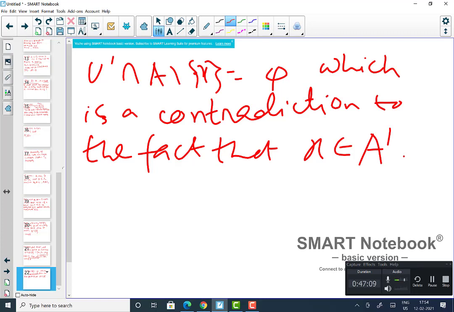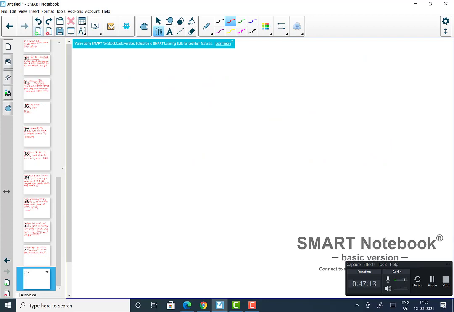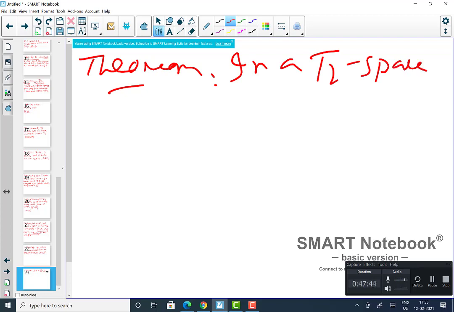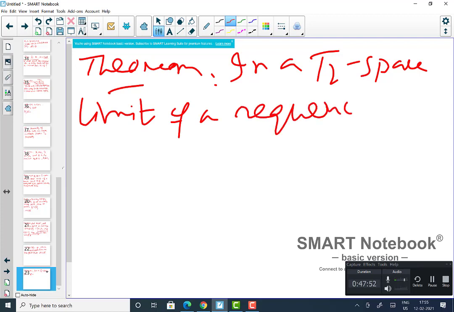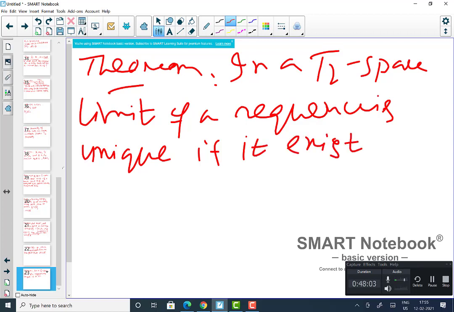And then, last but not least, what I am going to prove, and we will finish my lecture, is that in a T2 space, a sequence converges to at most one point. So the limit is always unique, if the limit exists. Theorem: in a T2 space, the limit of a sequence is unique if it exists. I am not saying it always exists. Unique if it exists means it cannot have two limits.